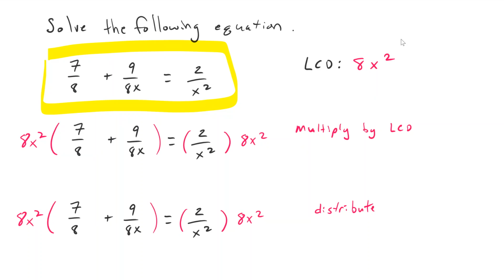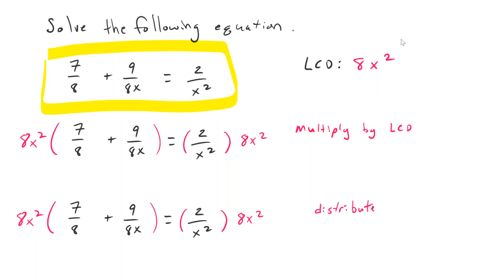Again, we're back to an algebra problem here. This one's a little more complex, but it's still very doable. We're going to solve this rational equation using the quadratic formula. So it's a classic problem from algebra. We have our equation here in yellow, 7 over 8 plus 9 over 8x equals 2 over x squared.